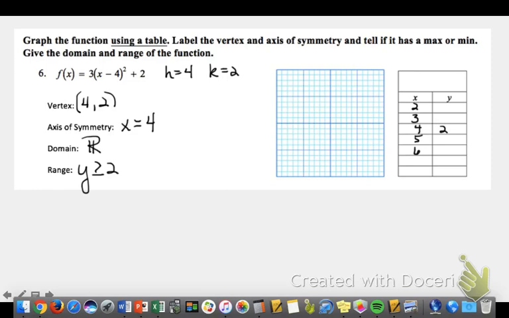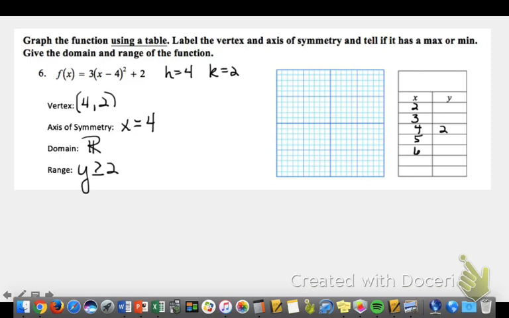On number 6, you want to graph the function. So first recognize the form that it's in, which is vertex form. Pick out your h and k values, and that's your vertex. Remember, the axis of symmetry is the x value of the vertex in the equation form x equals 4. Your domain will be all real numbers, and then the range will be y is greater than or equal to 2, which is the y value of the vertex. And we know it'll be greater than because we can tell that the graph will open up.